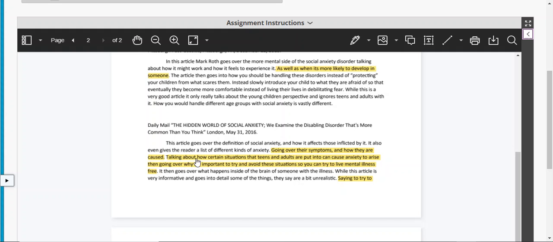And then the next sentence: "talking about how certain situations that teens and adults are put into can cause anxiety to arise. Then going over why it's important to try and avoid these situations so you can try to live mental illness free." Again, it's starting with that "-ing" word, and we don't know who's going over their symptoms. So you could start this sentence by saying something like, the article also reviews symptoms and how they're caused. It talks about how certain situations that teens and adults are put into can cause anxiety to arise. And then it goes over why it's important to try and avoid these situations.